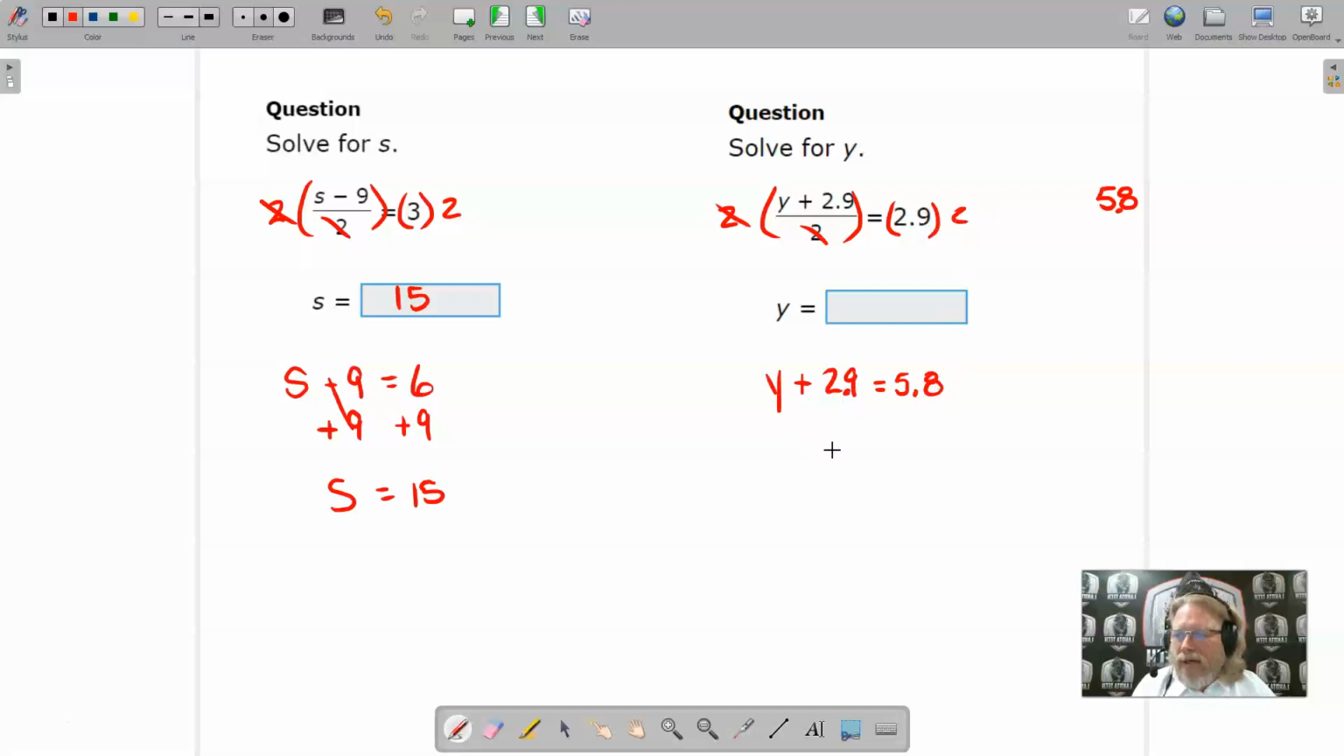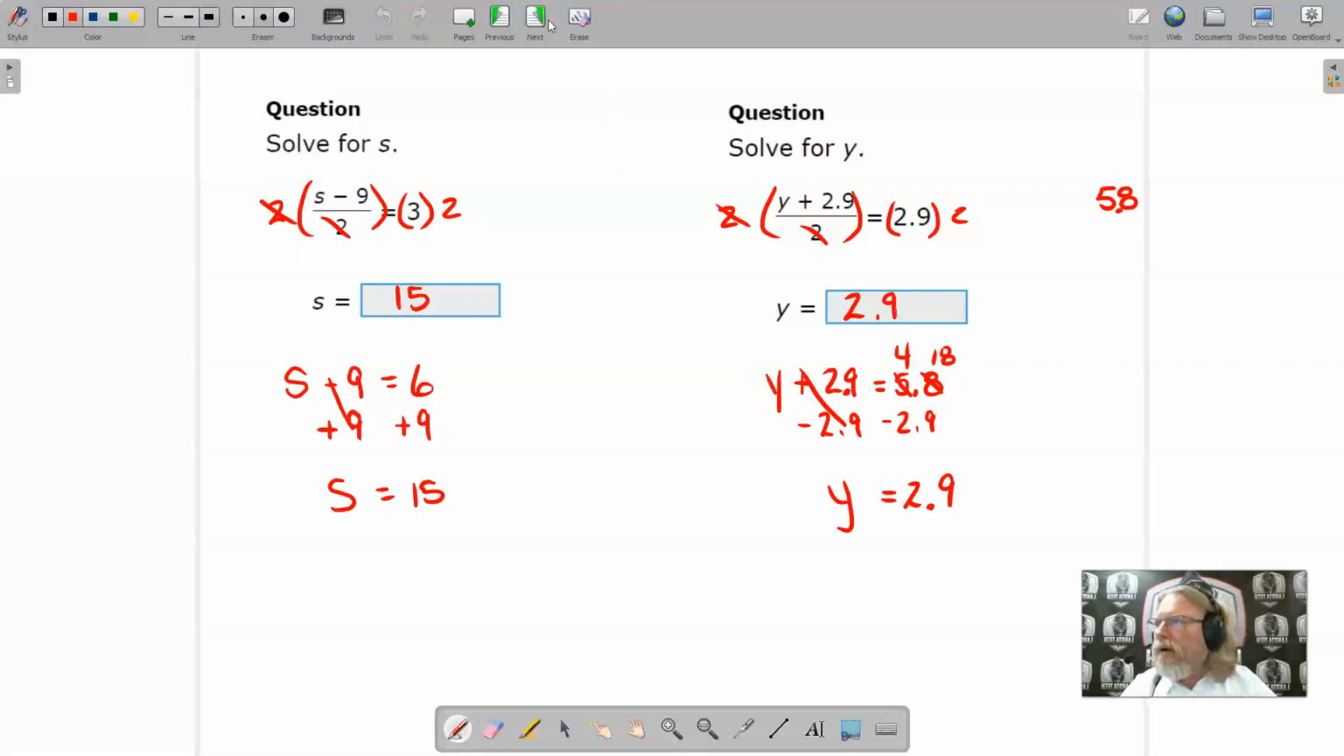Now I need to subtract 2.9 from each side. Those are going to cancel each other out, leaving me with y. And then 5.8 minus 2.9. 8 minus 9, can't do that. I need to borrow from this and make that a 4, and this is going to become an 18. So 18 minus 9 is 9, and 4 minus 2 is 2. And sure enough, just as I predicted in the first place, that has to be 2.9.